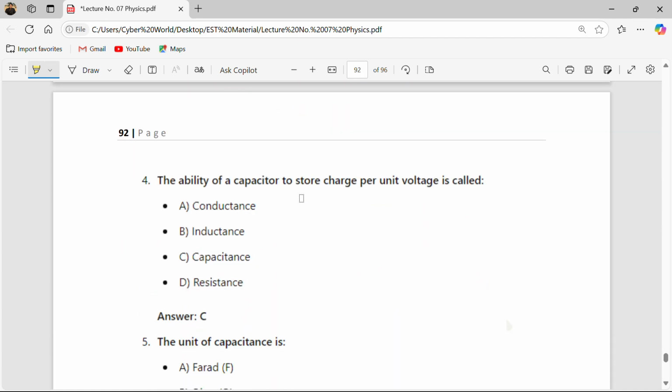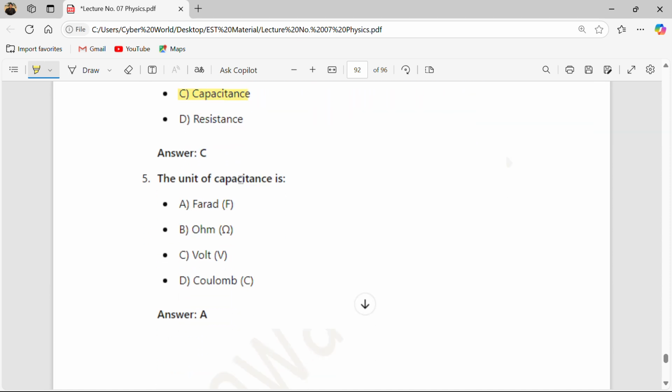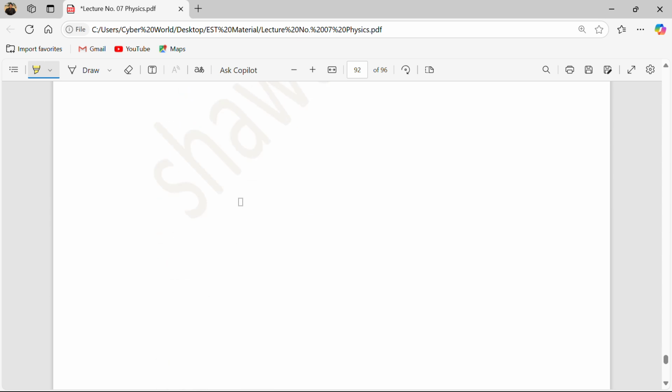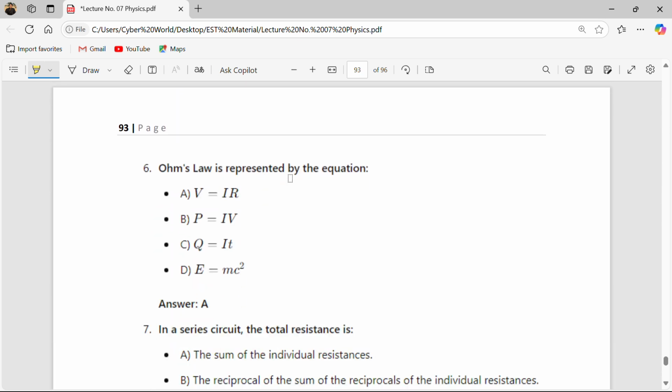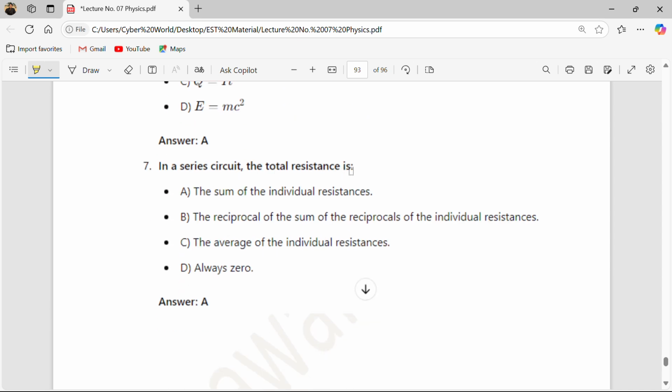The ability of a capacitor to store charge per unit voltage is called what? We know that capacitance is basically the ability of a capacitor to store charge per unit voltage. So the correct answer is C, capacitance. Okay, the unit of capacitance is the farad. Ohm's law is represented by the equation V is equal to IR. And in series, the total resistance is the sum of the individual resistances.